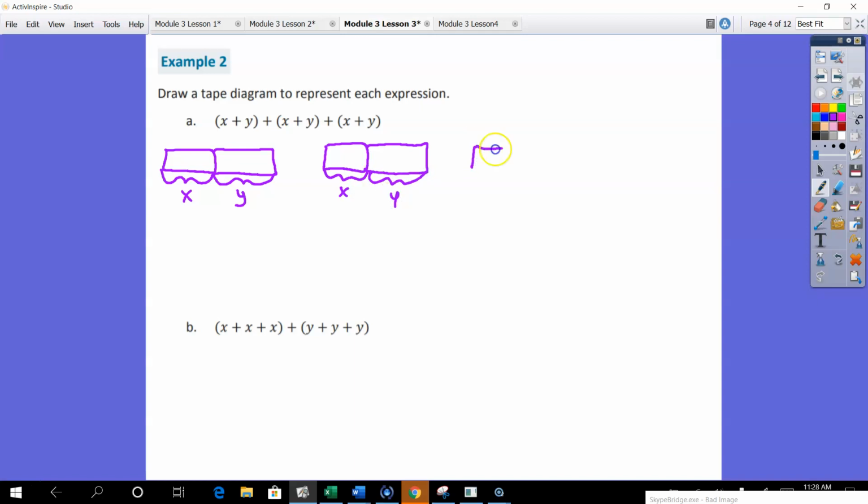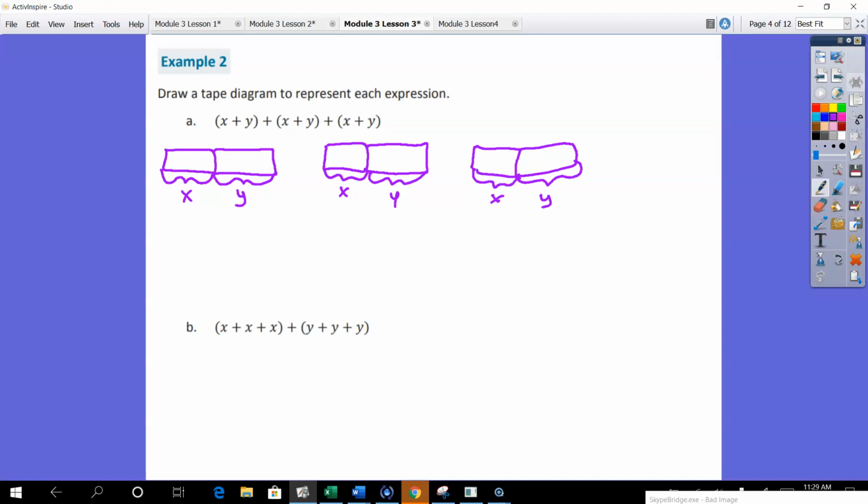Then we have another x plus y. Okay. The only thing that should stay the same is the size of the box that you made for x. It should be about the same for each, or should be technically the same, and same for the y.